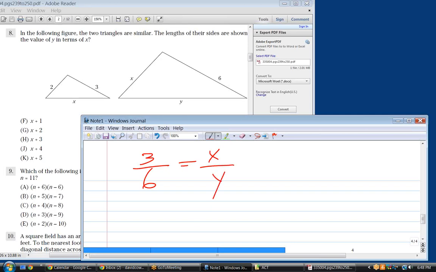So what is y in terms of x? You cross multiply, don't you? Yeah, 3y equals 3x, and then divided by 3. That answer isn't on there. So we can't solve it that way. It is true that y is equal to 2x. But because that answer isn't on there, we have to go about solving this a little different way.